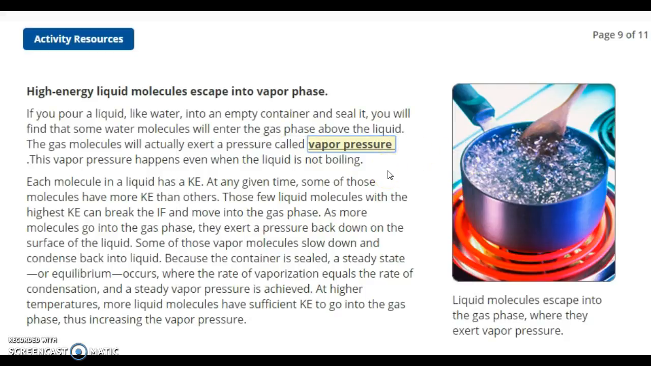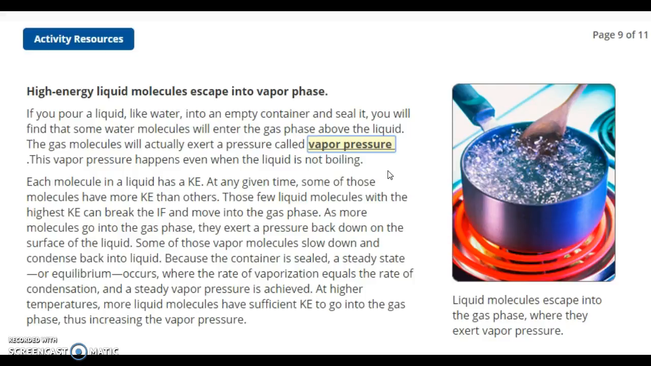If you have a jar with water in it, the gas that's trapped in the jar above the water is pushing on the water. That's called vapor pressure. This vapor pressure happens even when the liquid is not boiling. Each molecule in a liquid has kinetic energy. At any given time, some of those molecules have more kinetic energy than others. Those few liquid molecules with the highest kinetic energy can break free of the intermolecular forces and move into the gas phase. So this is evaporation.